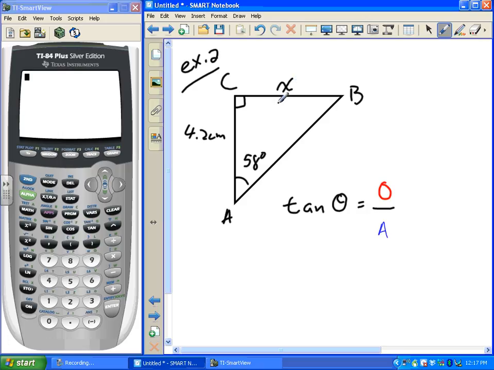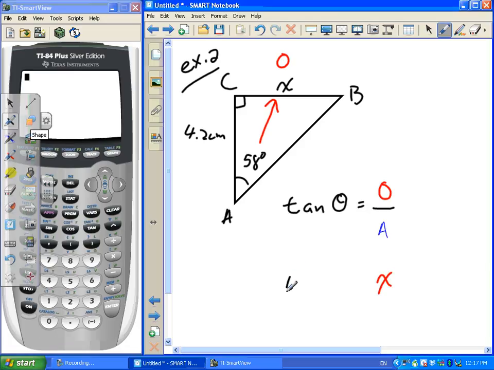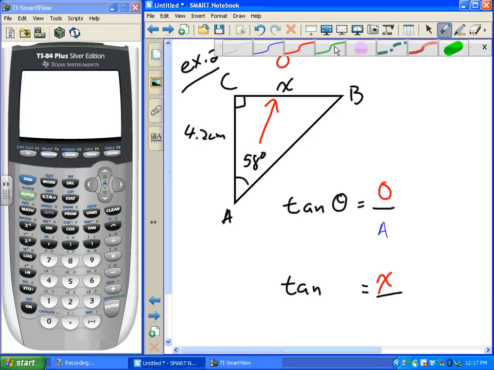Now, I'm going to need to have, side x is what in relation to angle 58? It's the opposite, okay? So x is our opposite side. So we're going to replace our opposite with the letter x. Tangent, we replace the opposite with the letter x. Our adjacent side is which when we're referring to 58 degrees here? 4.2. So we replace A with 4.2.